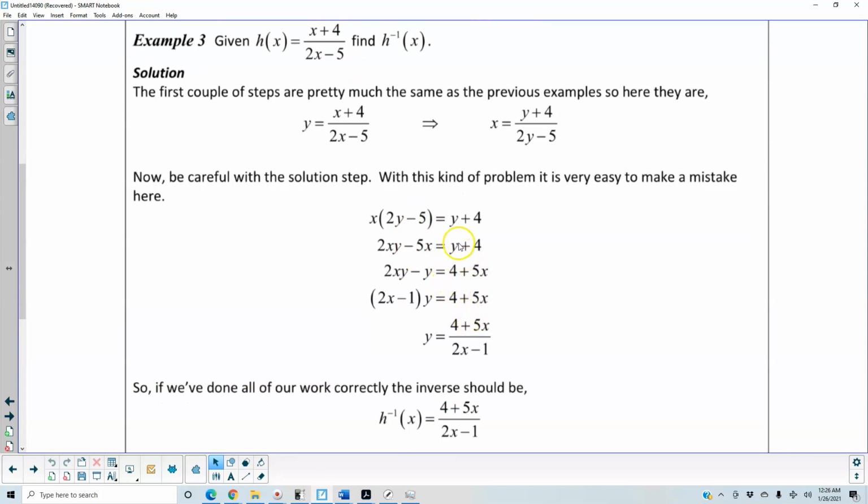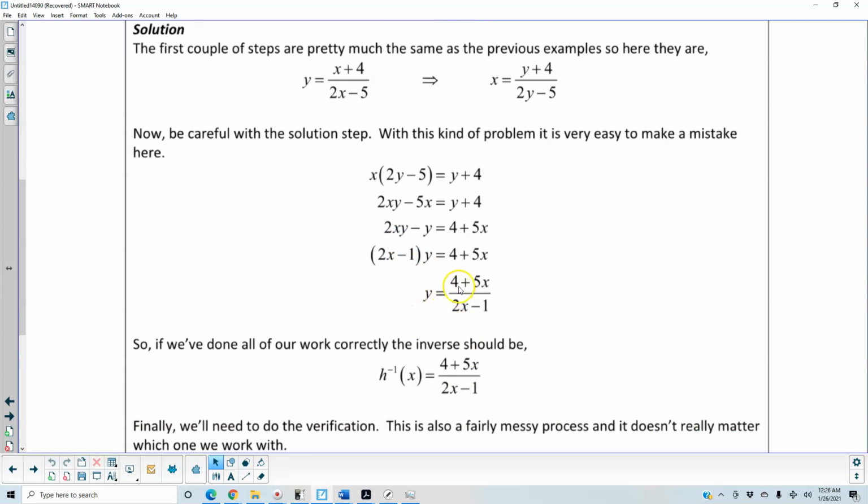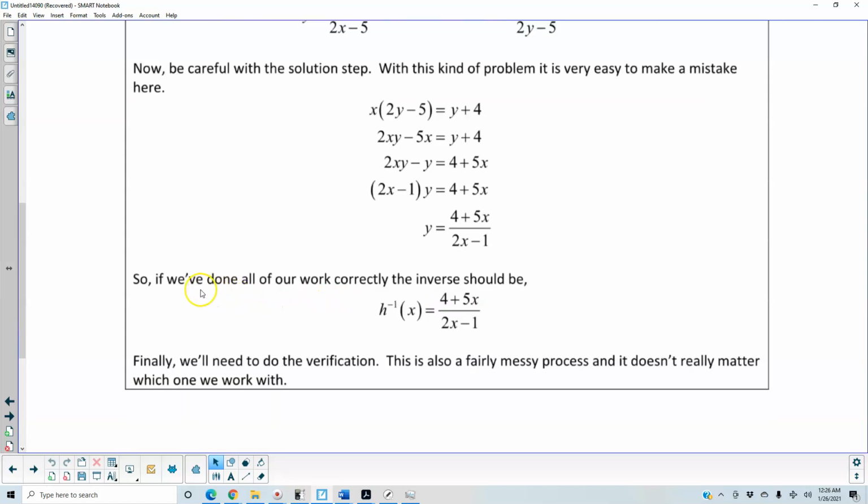And now what we want to do is combine all the y variable terms on the left side and all the other terms on the right side. So we have 2xy minus y, which is equal to 4 plus 5x. And what that allows us to do is factor out the y, and then we can divide by 2x minus 1. So y is equal to 4 plus 5x over 2x minus 1. So if we've done all our work correctly, then the inverse should be h inverse of x, which is equal to 4 plus 5x over 2x minus 1.